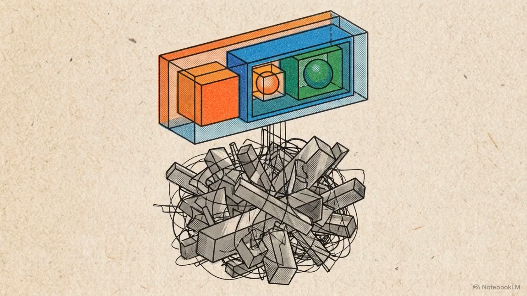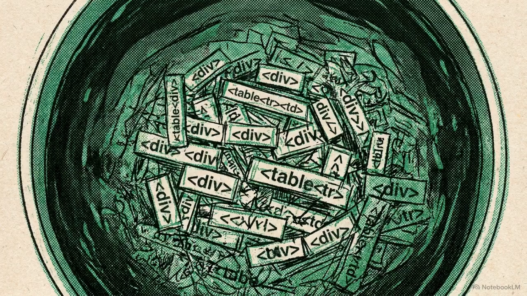The problem with fast visual builders is what happens under the hood. To make drag-and-drop functionality work, these platforms automatically generate deep, nested layers of redundant containers. It is a messy output developers call div soup.